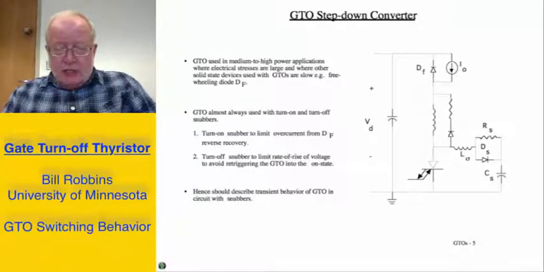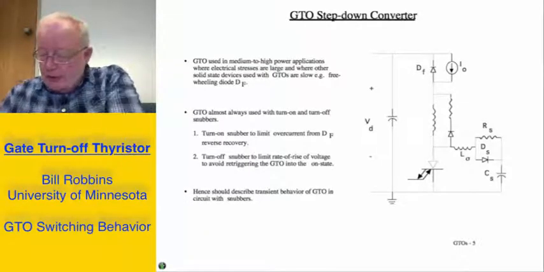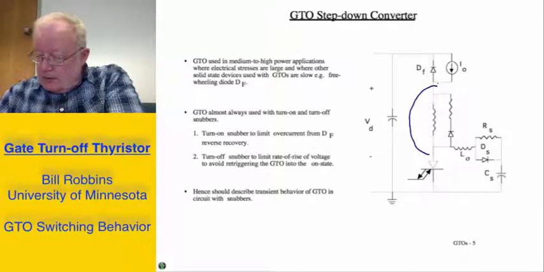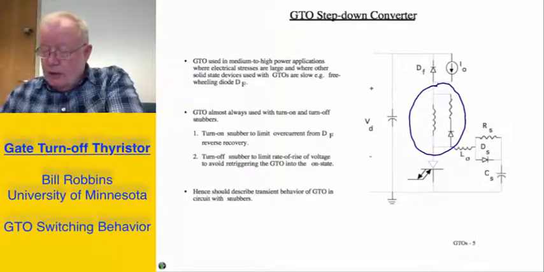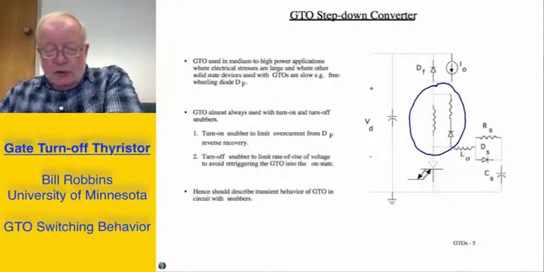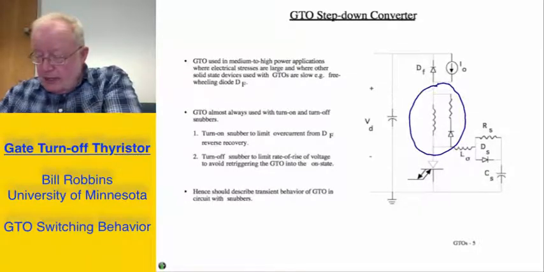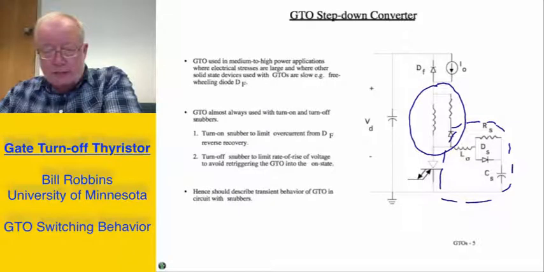So I'm going to talk about the GTO in conjunction with this circuit, where we have both a turn-on and turn-off snubber. The turn-on snubber will limit the overcurrent from the freewheeling diode, and this part of the circuit is your turn-on snubber. And we'll also have a turn-off snubber to limit the rate of rise of voltage, to reduce the possibility of retriggering the GTO into the on state when we're trying to turn it off. And the turn-off snubber is this part of the circuit that I've shown here with a dotted circle.